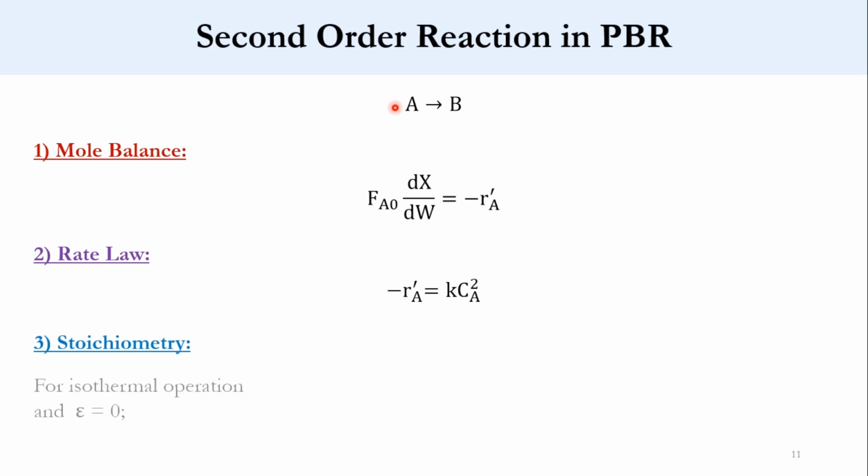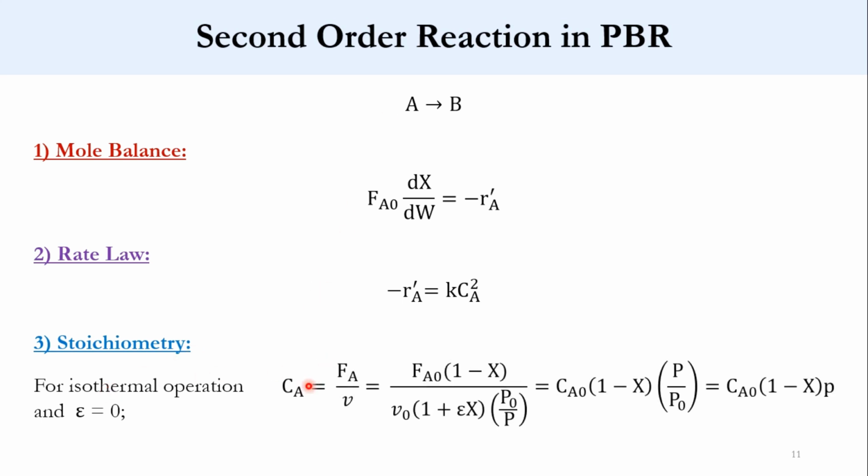Applying the stoichiometry concept for isothermal operation, we say that epsilon is equal to 0, because epsilon depends on sigma and y naught. Obviously, y naught is there, but sigma is moles of product minus moles of reactant. So 1 minus 1 is obviously 0. Accordingly, epsilon is 0.